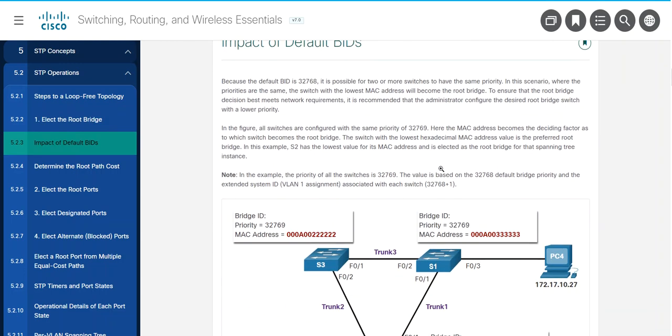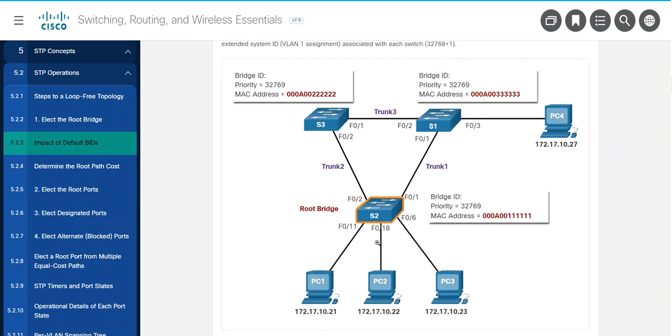So here's a scenario where the default bridge ID, even though it's 32,768, in this particular scenario is 32,769. So they're still all the same. We see it's the same across all three. So again, what you would do is compare the MAC addresses, and you would choose the lowest MAC address. So in this scenario, switch 2 would be chosen as the root bridge.